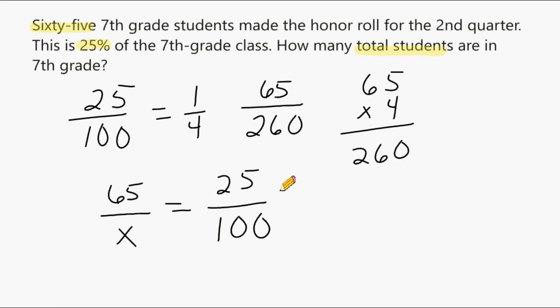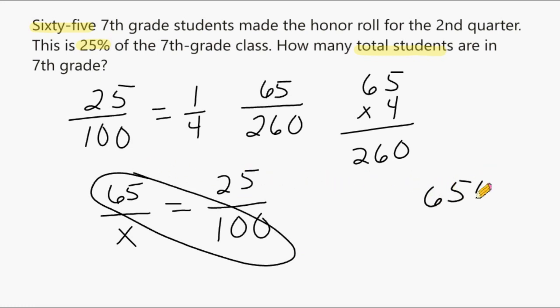Now that we have our numbers written into the correct position with our proportion, we just go ahead and cross multiply 65 times 100, which is 6,500. And then we take that total and divide it by the number that is across from our x value, which is 25.